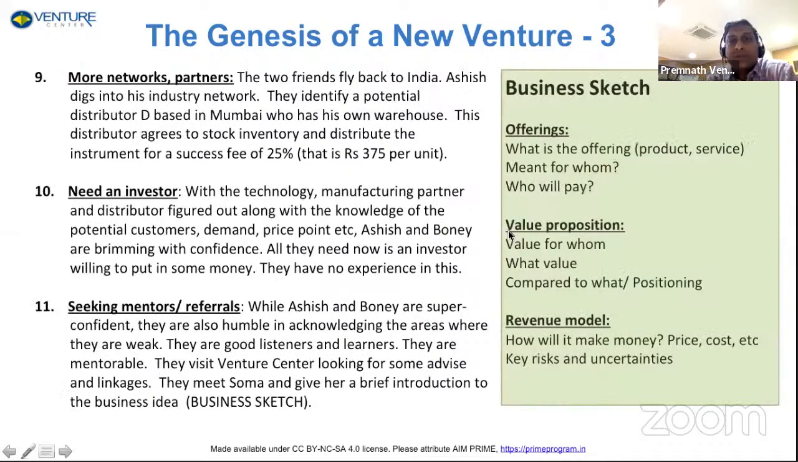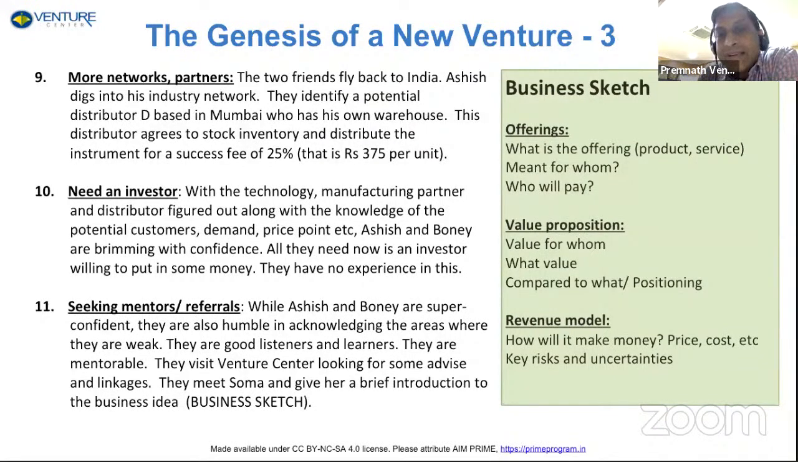Yeah. So let's go ahead. Now, following this, they have to have more network partners that they see they're going to need. So the two friends fly back to India, and Ashish now gets into action.